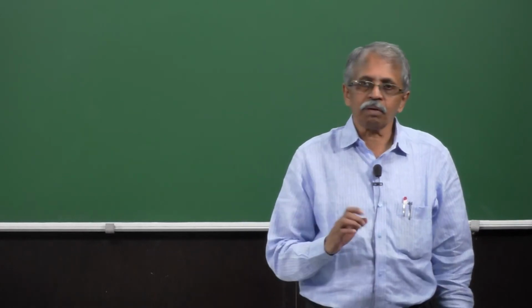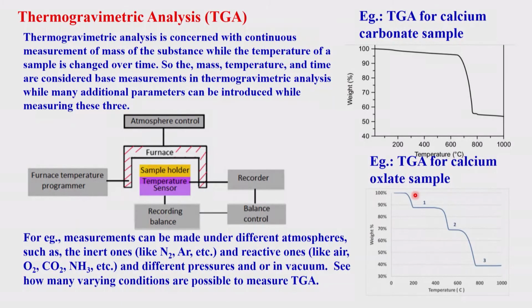This is another example, again calcium, but not carbonate, it is calcium oxalate. Here you see one drop here, second drop here, third drop here. So, there are three major weight losses, that means three major processes happening. Here there is one slow process and one sudden process. Here three sudden processes, one here, one there, one there. Of course, I will also tell you exactly what these are when we go later on.